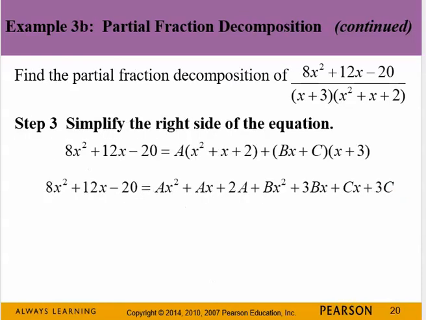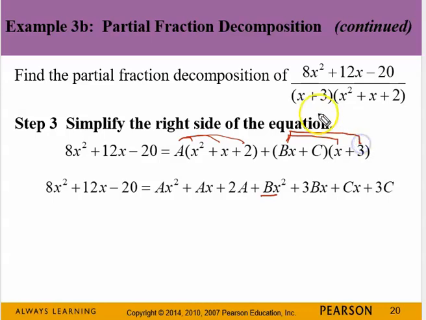Now in step 3, this side pretty much stays the same, but we're going to distribute now the a, and that gives us this line. But now we have to FOIL these two binomials. So bx times x is bx squared.